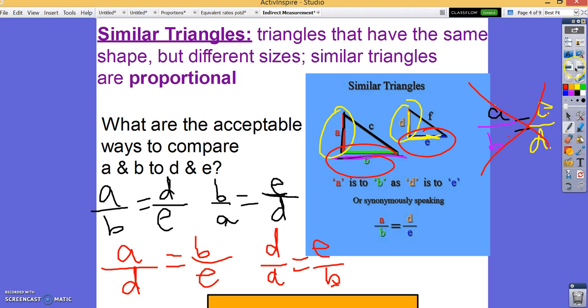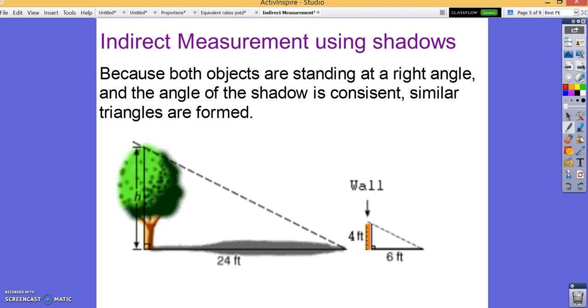All right, so now that we've reviewed how to set up similar triangle comparisons, let's go ahead and apply what we know about indirect measurement to solve for the mysterious height of a tree. It says, because both objects are standing at a right angle and the angle of the shadow is consistent, similar triangles are formed. Now, you might be wondering what I mean by the shadow is consistent.